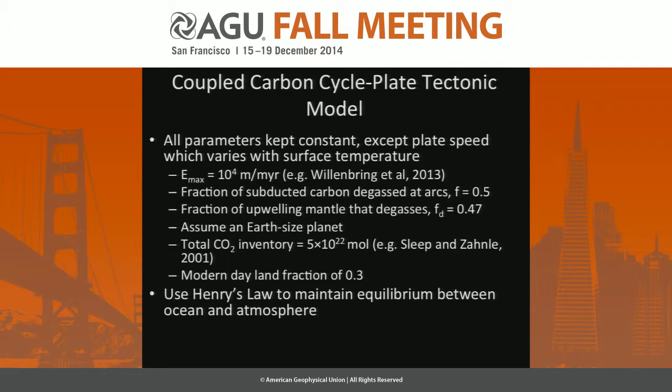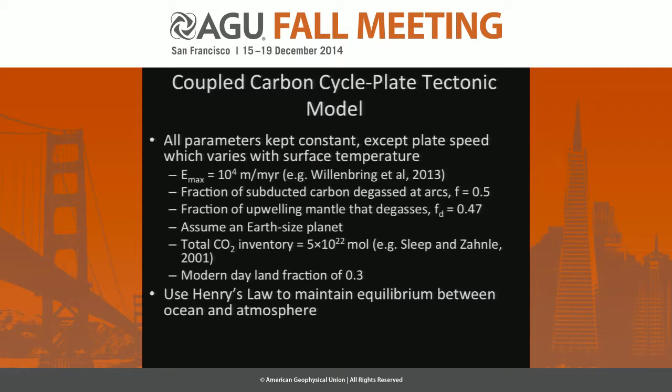Basically what I did is just pick the largest erosion rates observed on Earth today, which are about 10,000 meters per million years. The fraction of subducted carbon that is degassed at arcs is going to be half. So half the carbon goes into the mantle, half comes out at arcs. The fraction of upwelling mantle that degasses at ridges is calibrated to current day observations.